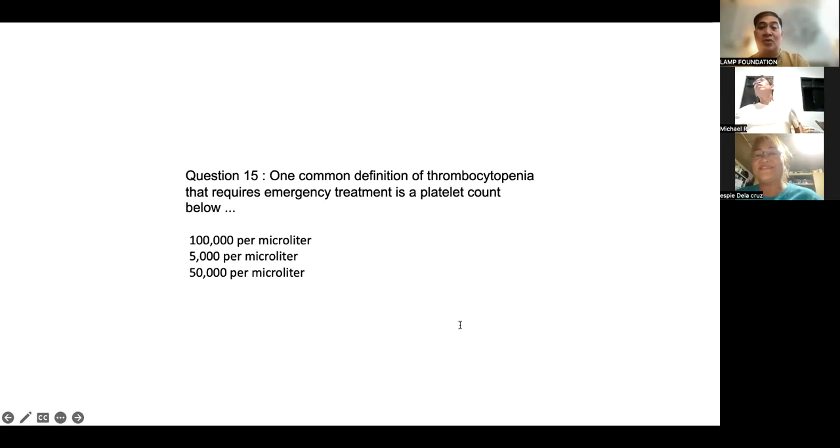One common definition of thrombocytopenia that requires emergency treatment is a platelet count below 50,000 per microliter. Okay. Ano yung napaka-common na nangyayari sa Pilipinas, lalo na pag umuulan? Pagkatapos ng ulan, yung parating chinecheck yung platelets. Platelet is another term for thrombocytes. Okay? What do you call the condition? Very common sa mga yung may tubig. Dengue. Very good.